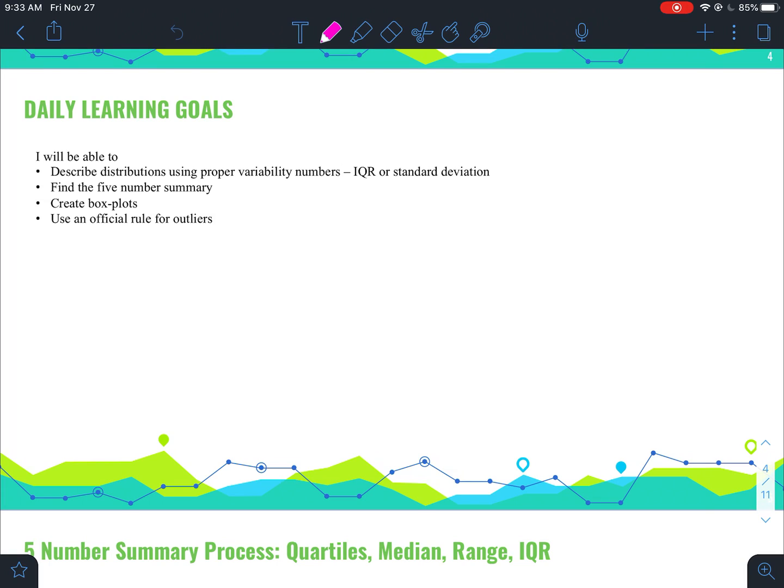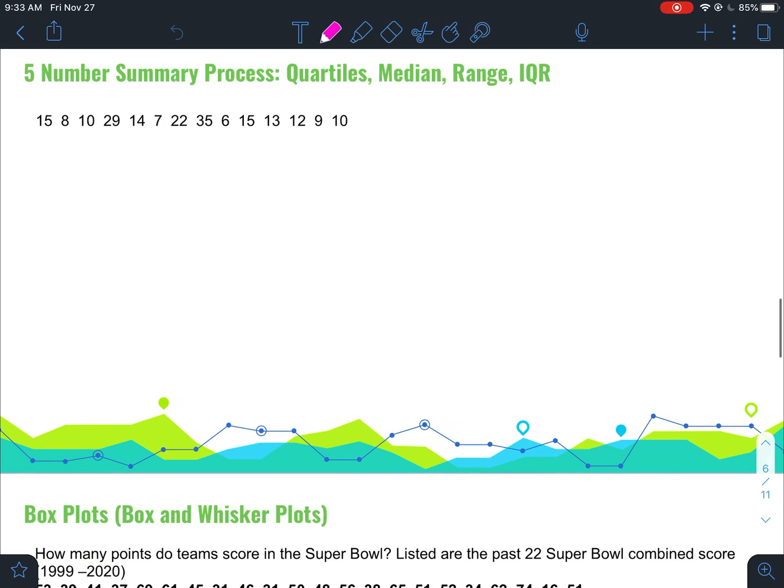And how do we find official outliers? So not just numbers that look like they're far away from the rest of the numbers, but what would actually be classified as an outlier. So the 5-number summary process. So how do we find things called quartiles, the median, the range, and the IQR?